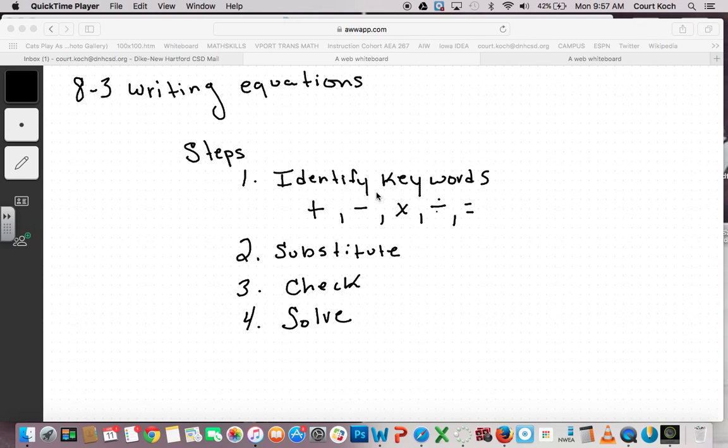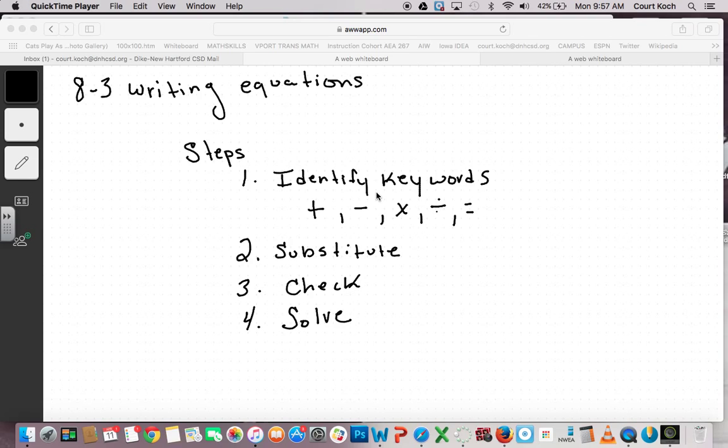I'm designing a large project that all of us are going to be working on in some way, shape, and form. And your portion is going to be largely around writing equations. So when we look at writing equations for multi-step problems, there's kind of four steps that I want you to look at. The first step would be to identify keywords. You're going to identify keywords that mean add, subtract, multiply, divide, and equals. And I'll talk about that here in a second.